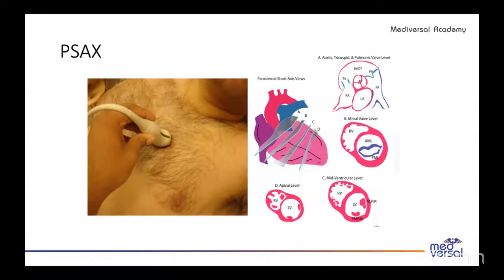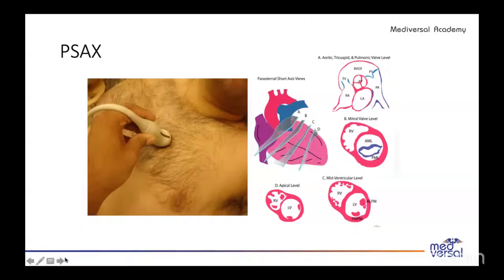That is the LV part. And if you move more, you will see the apex of the heart. So this is how you see the short axis, the different areas. That is the aortic level, then the mitral valve level, then the mid ventricular level, then the apical level. Next slide, please.